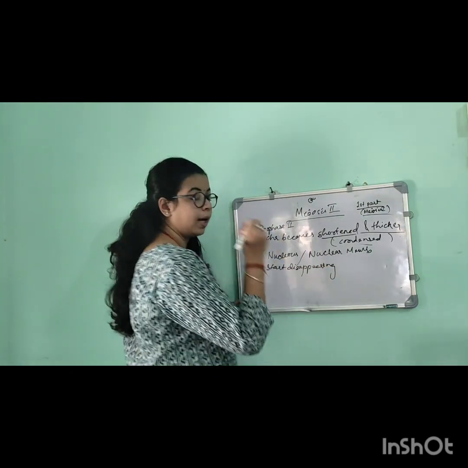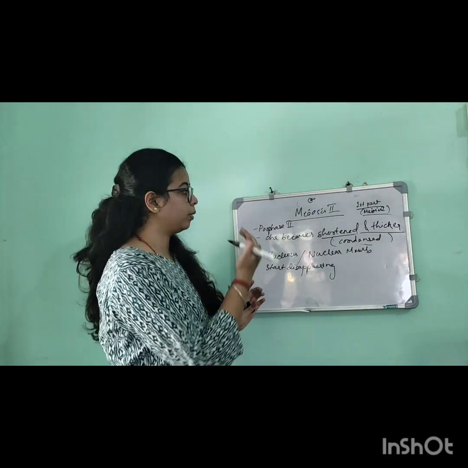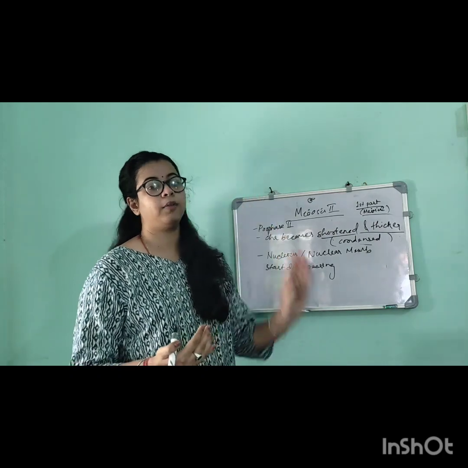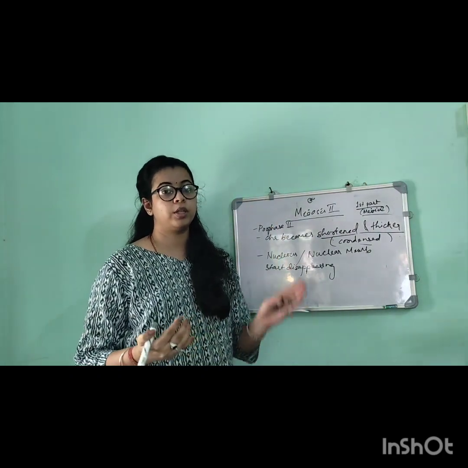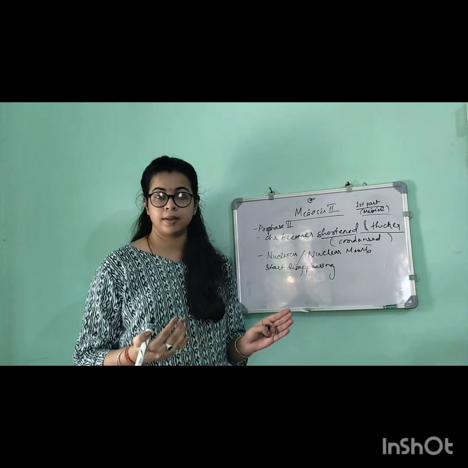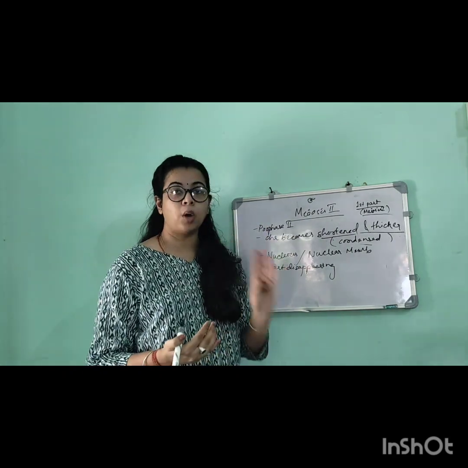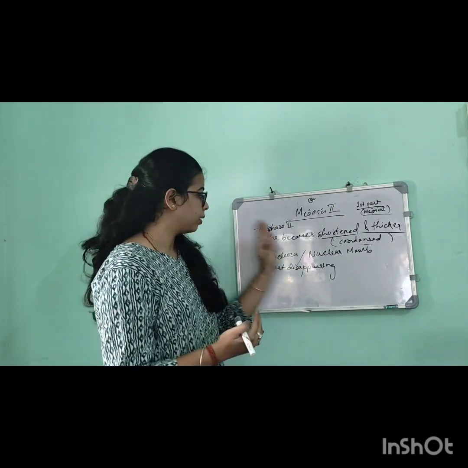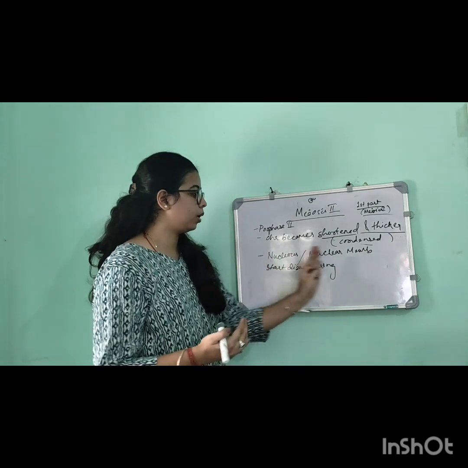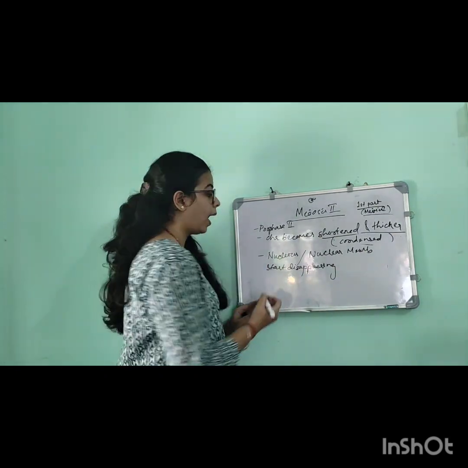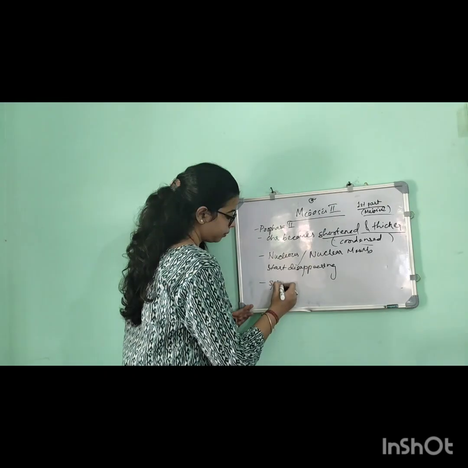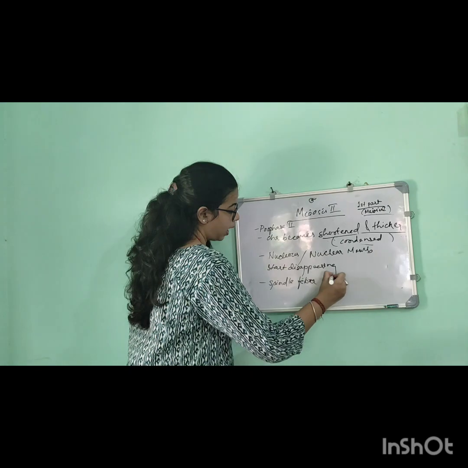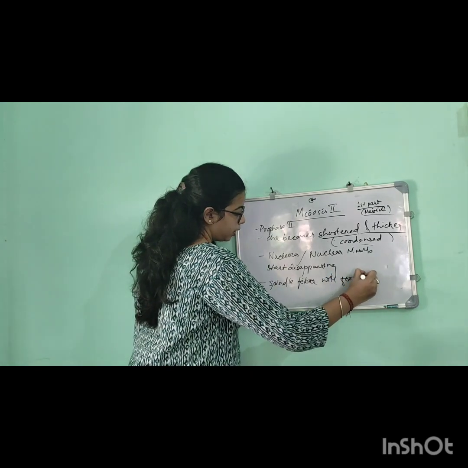What is the difference between prophase 1 and prophase 2 of meiosis? If you remember, prophase 1 was further divided into different stages: leptotene, zygotene, pachytene, diplotene, diakinesis. But here it is not divided into any substages. Directly these things will occur. So the chromosomes become shortened and thicker, the nucleus and nuclear membrane start disappearing, and the spindle fiber will start forming.